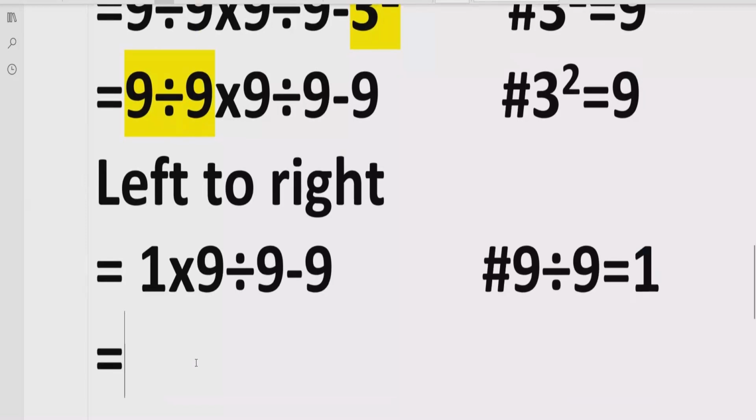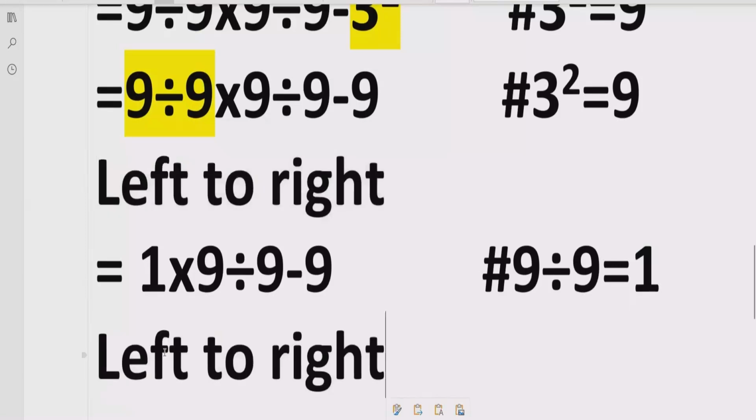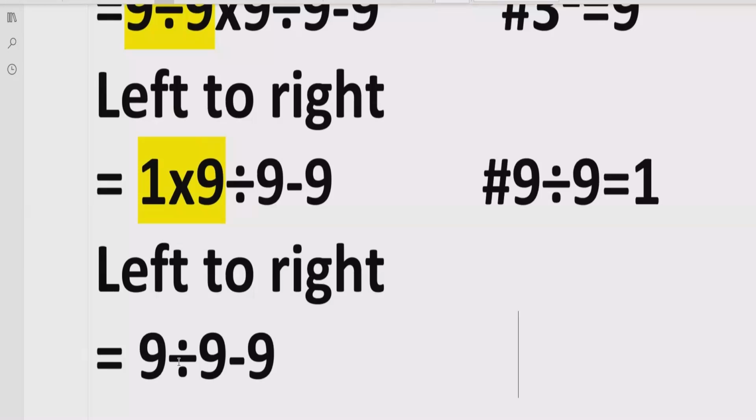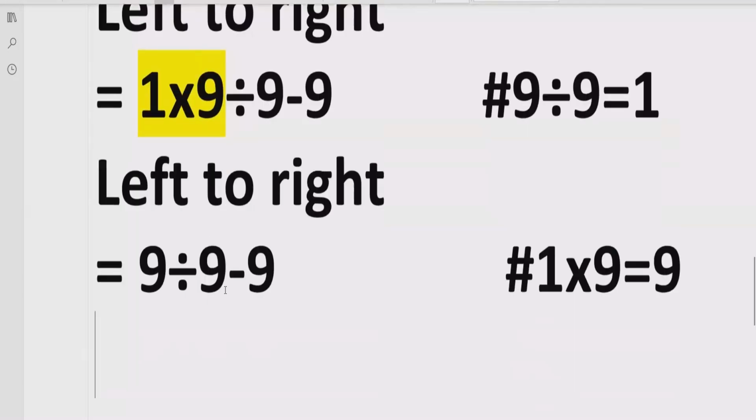Again we go left to right in this expression and find which comes first. Now we have this multiplication, which is 1 times 9. We multiply both of them and get 9, divided by 9, which we write as it is, minus 9, which we write again as it is. Here we give the reference: 1 multiplied by 9 equals 9. Now we have solved the multiplication.